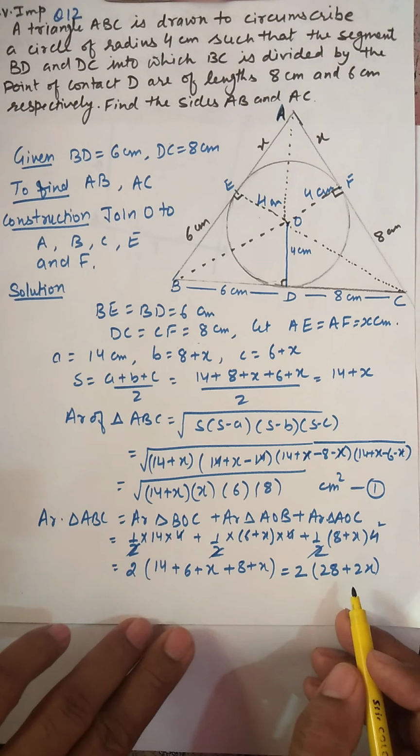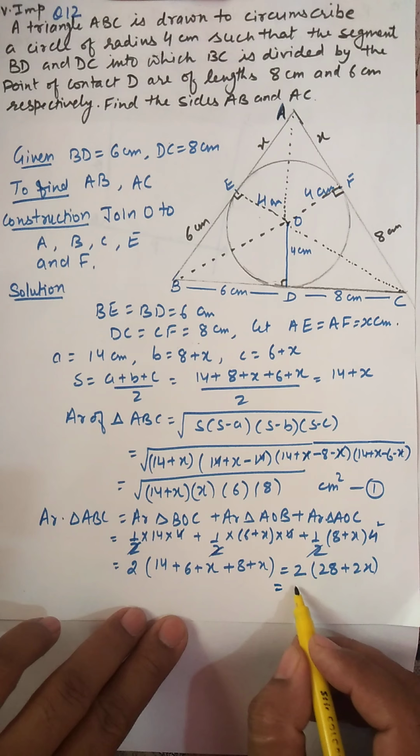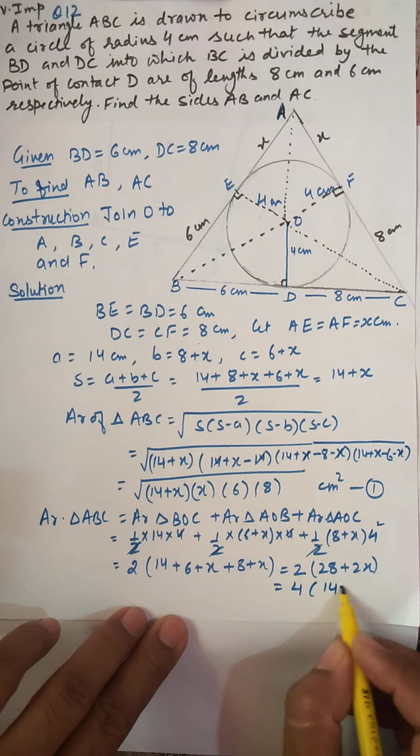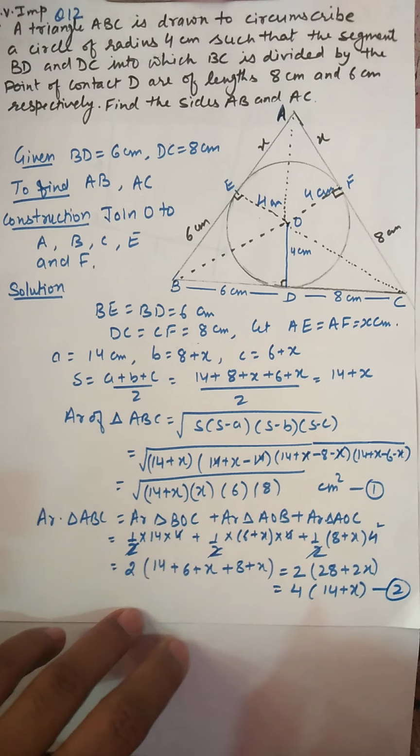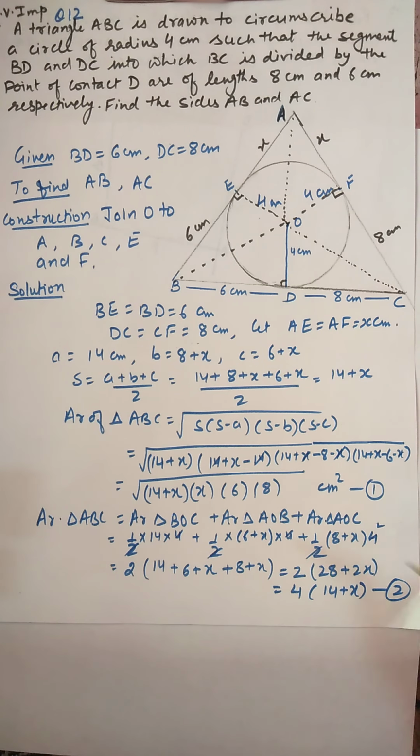You can do one more thing, you can take 2 more common, so it will become 4 times 14 plus x, and this is also in centimeter square, mark this 2. Now you see this equation number 1 and this equation number 2, both are the area of the same triangle ABC. So we can equate them, and after equating we'll get the value of x.